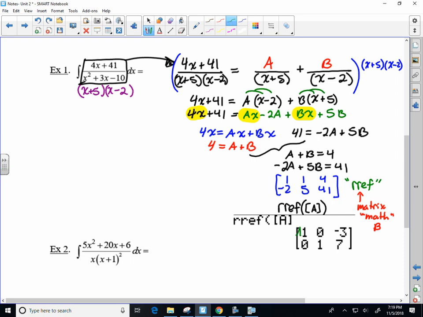So if you want, you put it right back in that form. A, B, add them together and throw in an equal sign. So it's kind of in disguise. It's saying 1A plus 0B equals -3. That's the same as saying A equals -3. 0A plus 1B equals 7. That's the same as saying B equals 7.